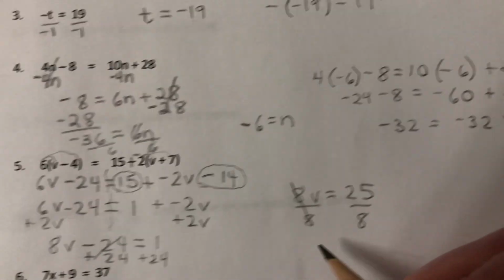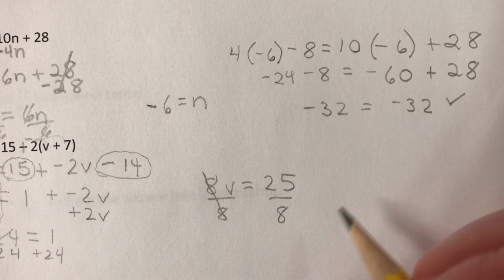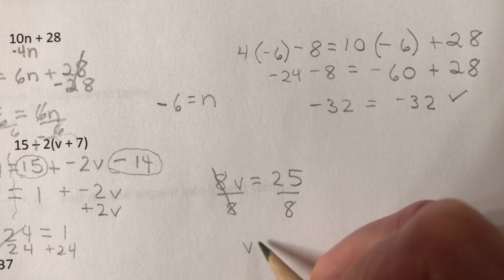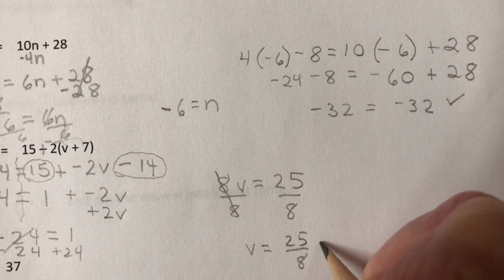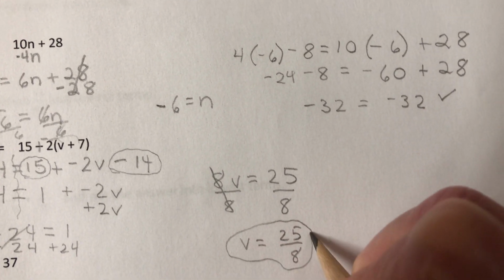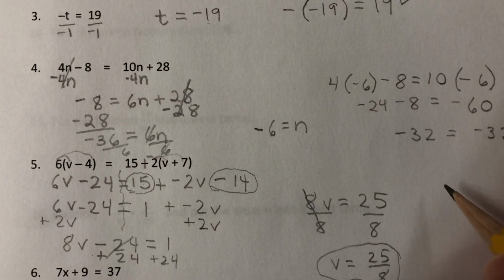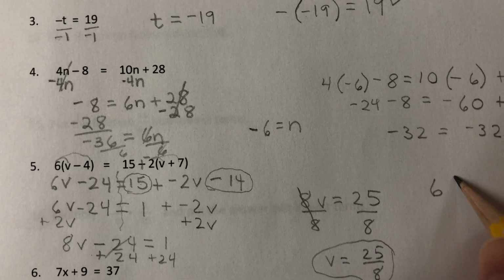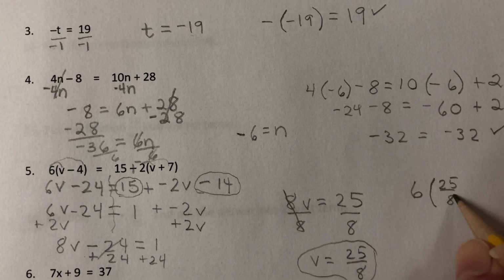25 divided by 8 doesn't work out nicely, so I'm going to leave it as a fraction. I'm going to say that my answer is 25/8. No need to change it to a decimal or even a mixed number. Plugging it back in is a bit more challenging. Everywhere I see the v, I need to plug in 25/8.